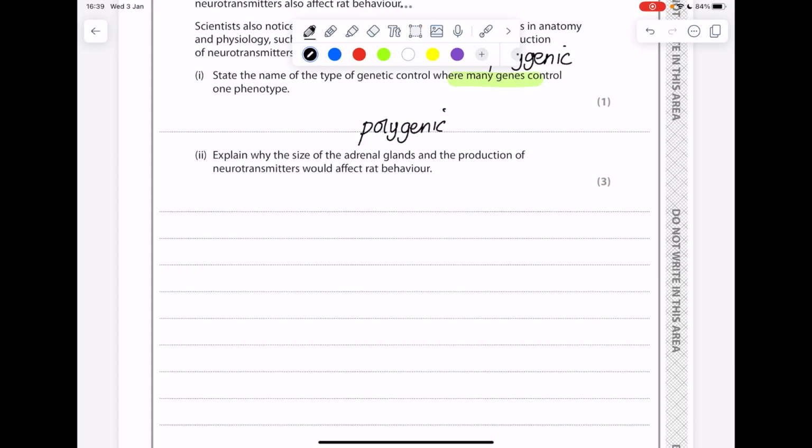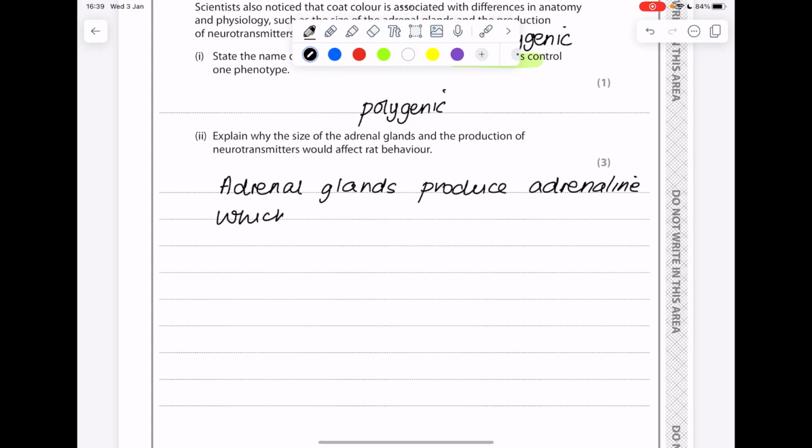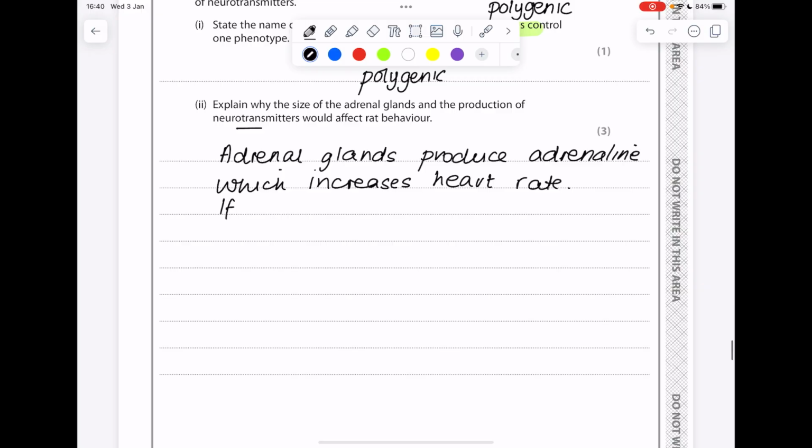Explain why the size of the adrenal glands and the production of neurotransmitters would affect rat behaviour. 3 marks. Adrenal glands, what do they produce? Well, they produce adrenaline. And then let's talk about what adrenaline does, which increases heart rate, breathing rate, dilates pupils, makes fur stand up on end, etc. What about neurotransmitters? If more neurotransmitters are produced, remember they pass a synapse and carry the electrical impulse onto the next neuron.